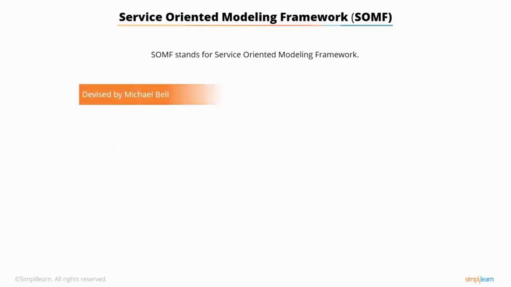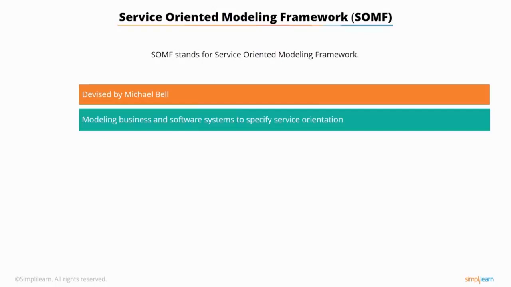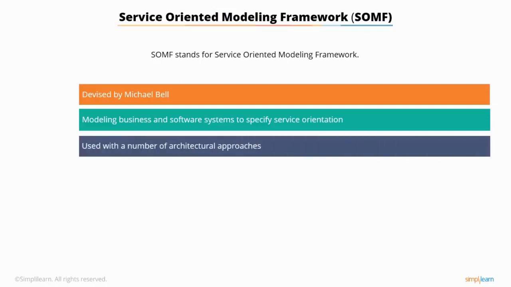A third model you might consider, devised by Michael Bell, is the Service-Oriented Modeling Framework, often simply called SOMF. It allows you to model business and software systems to specify service orientation. In other words, we look at what services the business provides, what services specific systems within the business provide, and that perspective allows us to better understand the business itself. It can be used with any number of architectural approaches. In other words, you can combine it with the Sherwood model we just looked at.